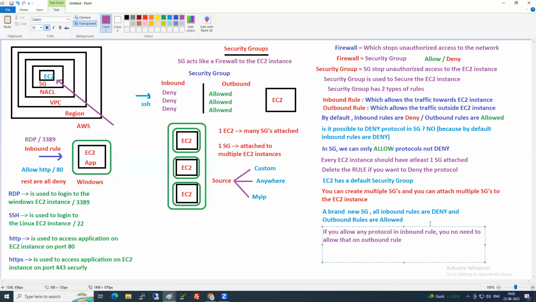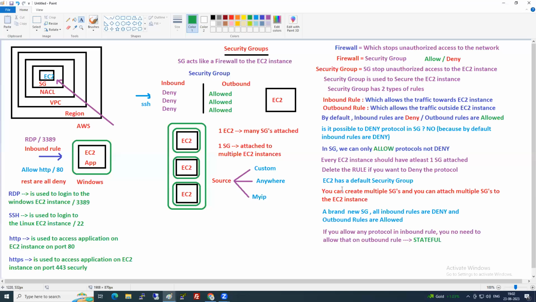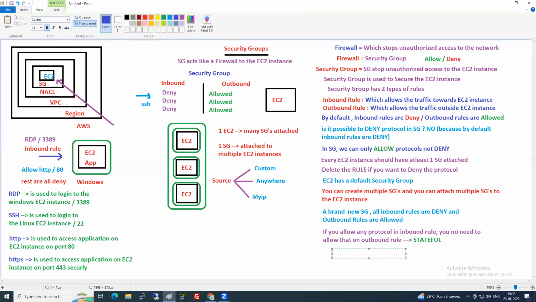And by the way, guys, this is called stateful. Certification question. What is that called? Stateful. Very important certification question. What is stateful? If you allow any inbound rule, you need not allow that on the outbound rule. That is called stateful. Our security groups are stateful. Security groups are stateful. Certification question.